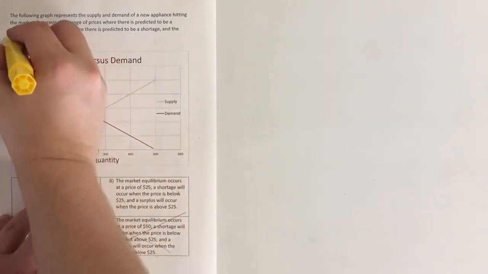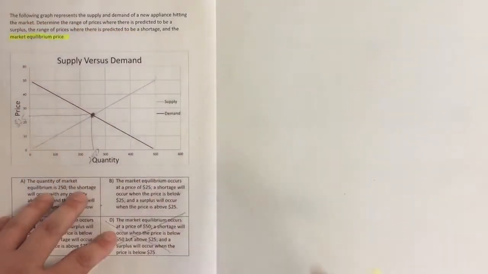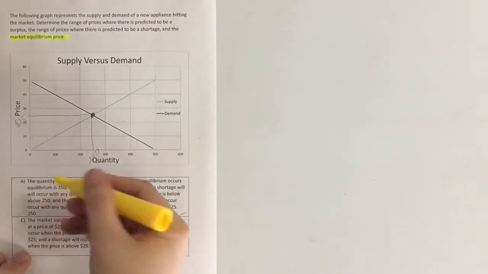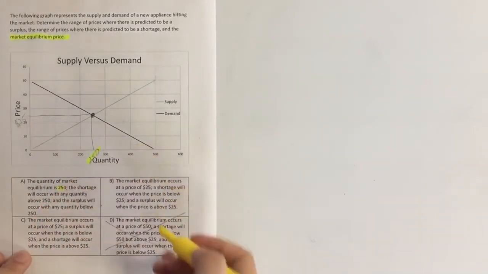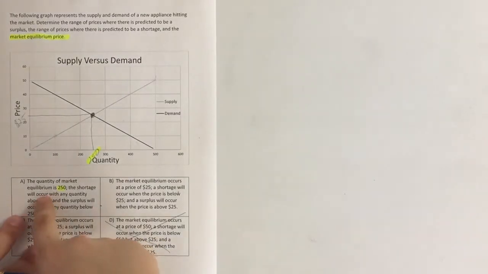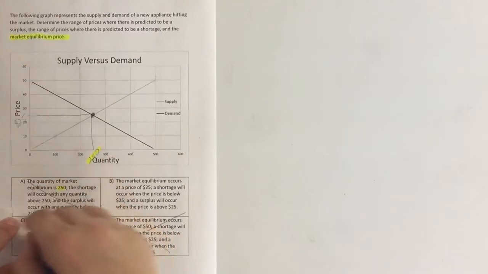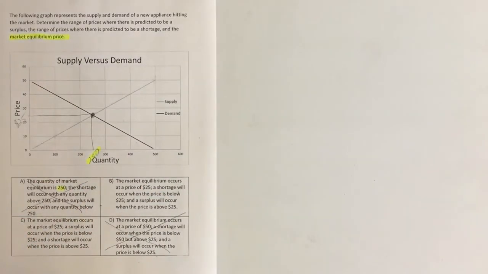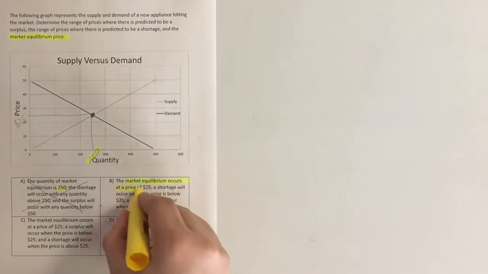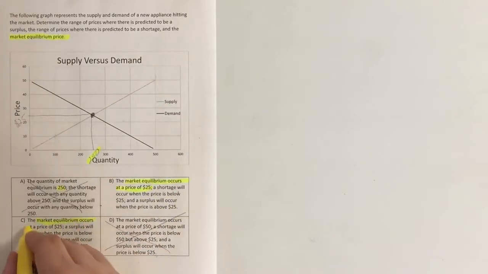Looking back at the question, it asks us to find the market equilibrium price, not the market equilibrium quantity. Answer choice A determines the quantity, which is correct, but not what the question is asking. It is a trick answer. B and C both determine the correct market equilibrium price. Now we need to determine where the shortages and surpluses are to differentiate between those two answers.